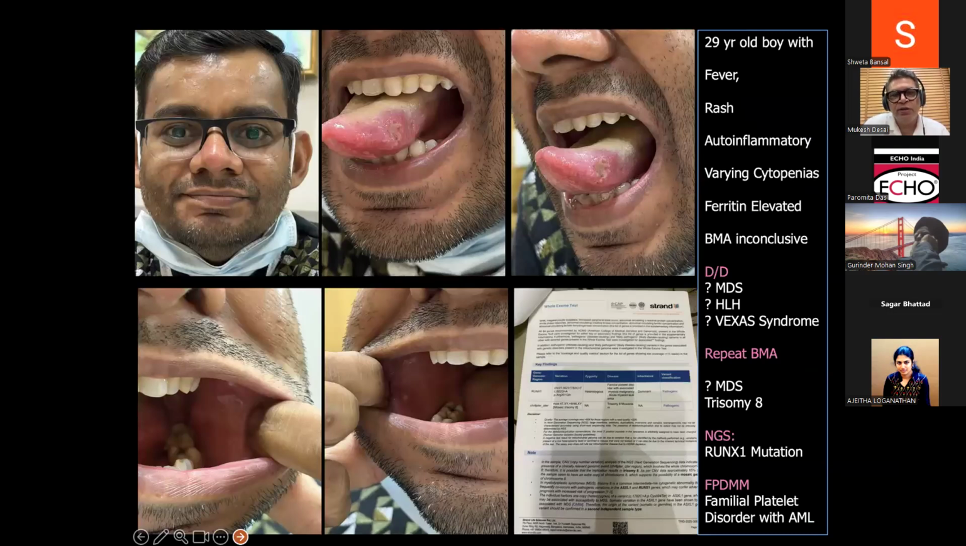Now, this is a patient who came to us with varying thrombocytopenia, varying cytopenia, leukopenia, and would have a lot of autoinflammatory symptoms: very high-grade fever, oral ulcers, and he would develop a rash on the body, which would then disappear after a few weeks. And we really suspected that he could have a Wechsler syndrome-like autoinflammatory phenotype. But then we did an exome and a repeat bone marrow, where he had a trisomy 8 and a mutation in RUNX1, a known described mutation in familial platelet disorder with susceptibility to myeloid leukemia. So this can come at any age.